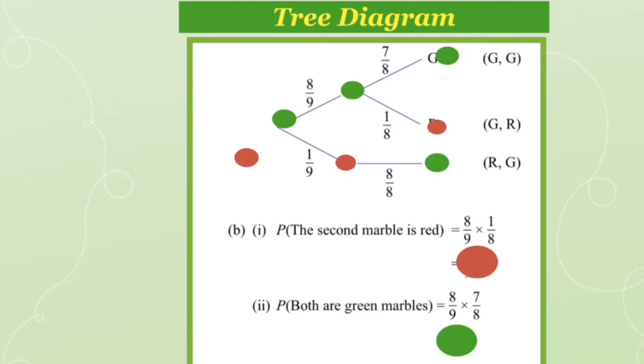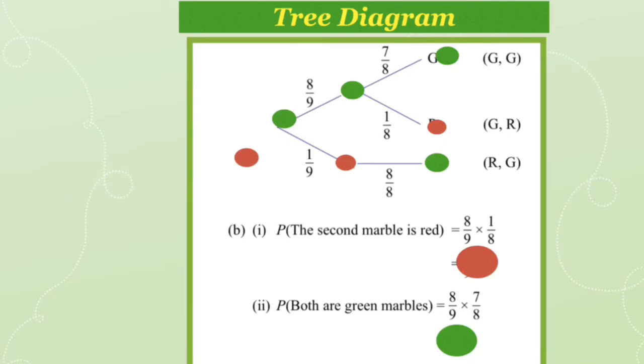So okay, now we want to answer B1. Probability of getting the second marble, which is red, that means we want the green followed by red. So we just follow the branches. The probability is 8 over 9 times 1 over 8. So the answer is 1 over 9. Okay? Be very careful with the words "without replacement".